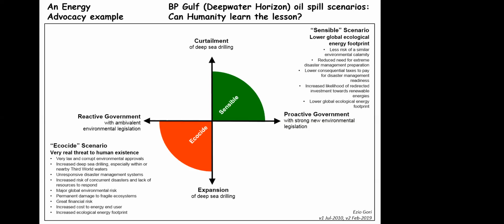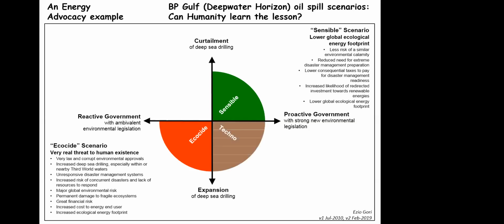So we have very lax and corrupt environmental approvals, increased deep sea drilling, especially within or nearby third world waters, unresponsive disaster management systems, increased risk of concurrent disasters and lack of resources, major global environmental risk, permanent damage to fragile ecosystems, great financial risk, increased cost to the energy end user, and the increasing ecological energy footprint.